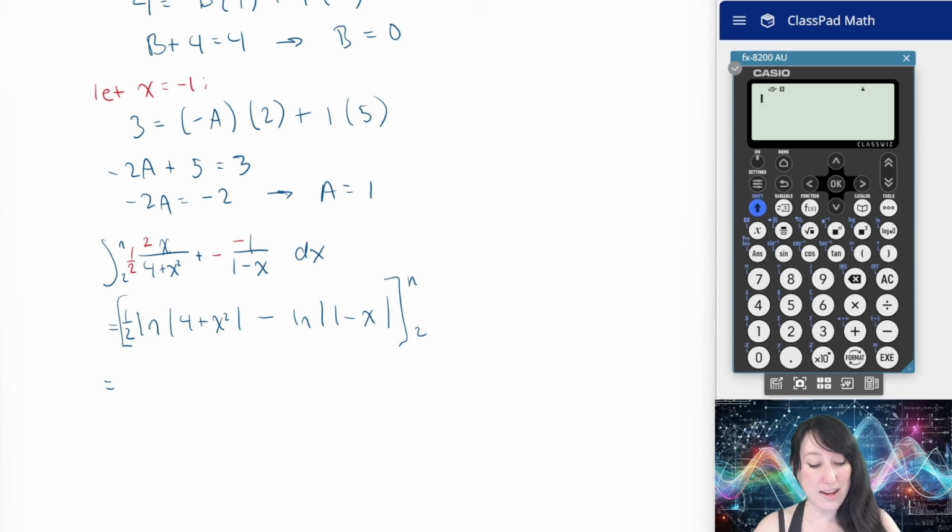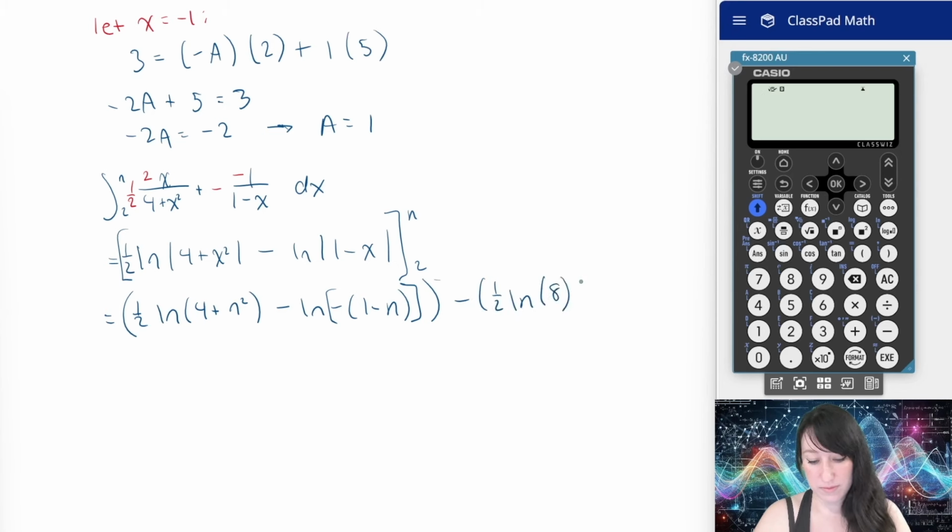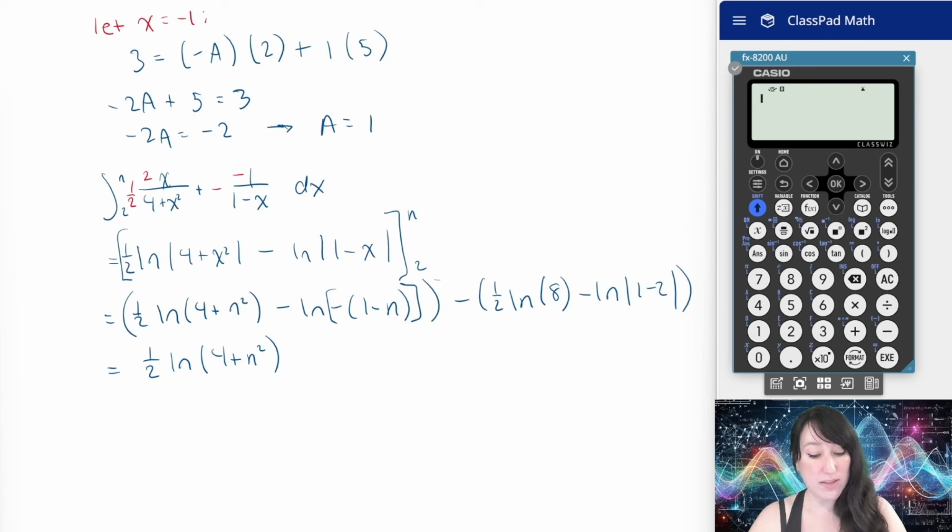So we'll start by plugging in n. Now notice how n is greater than 2, so 1 minus n will always be negative. The absolute value would make that be positive. Another way to make that negative positive is to multiply it by negative 1. Now we'll plug in 2, and simplify. And I'll just note that I dropped the absolute value on this expression because 4 plus n squared would always be positive.